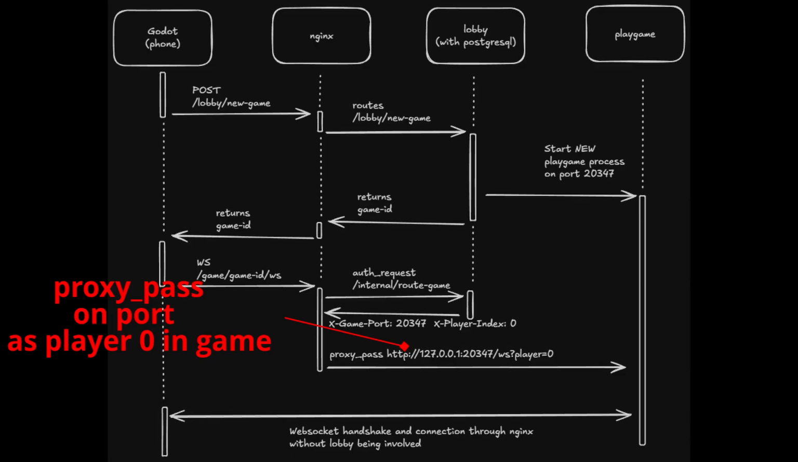Now the URL to the playgame service matters, player equals 0. The playgame service really has 3 seats. You're either player 0, 1, or 2. And the WebSocket alone doesn't tell you which seat you're walking in on. The query string does. So the client never sends it. Nginx figures it out from the sidecar request to the lobby service. While all this is happening, the Godot client's point of view is, I'm just connecting to a game.